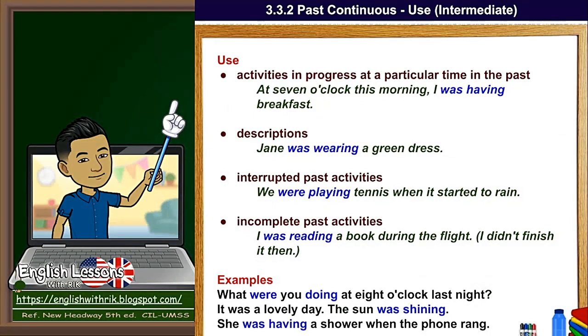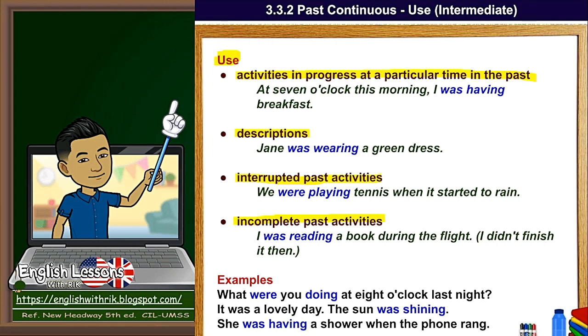Use. We use the past continuous for activities in progress at a particular time in the past. At 7 o'clock this morning, I was having breakfast. Descriptions. Jane was wearing a green dress. Interrupted past activities. We were playing tennis when it started to rain. Incomplete past activities. I was reading a book during the flight.